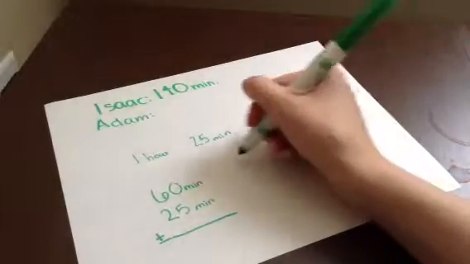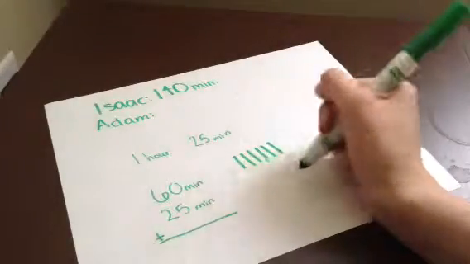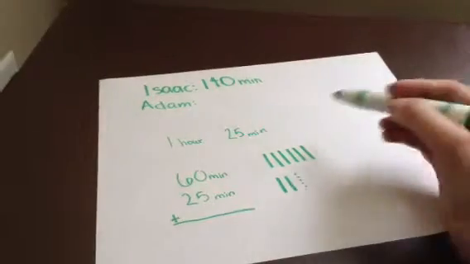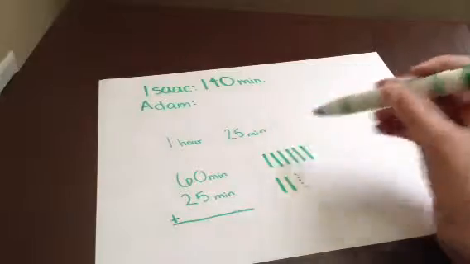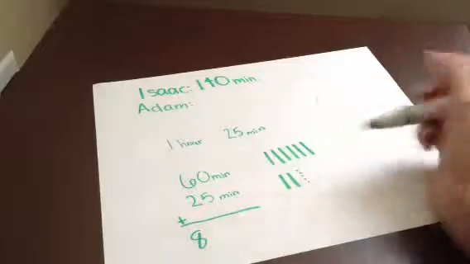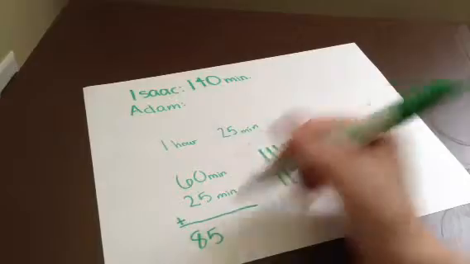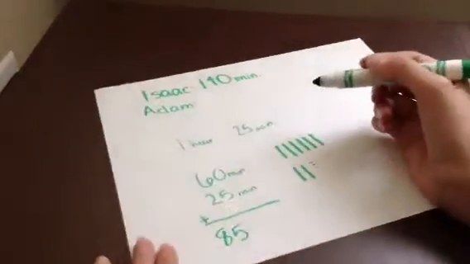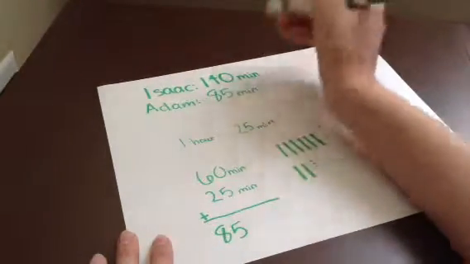So I can draw my base 10 blocks. I have 10, 20, 30, 40, 50, 60. And then for my 25, I have 10, 20, 1, 2, 3, 4, 5. Let's see if I can make 10. I have 60, 70, 80. I can't make 10 with that, so I can take this, and I know that I have 8 tens here and 1, 2, 3, 4, 5. I have 8 tens, which makes 80, and then 5 ones. So now we know that Adam was at the gym for 85 minutes.